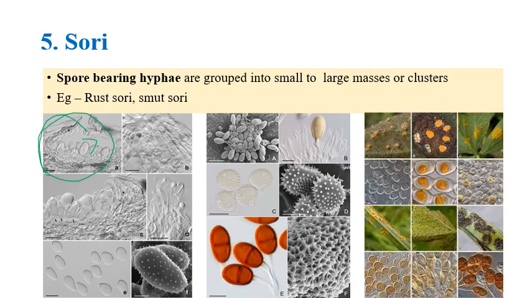So this looks like a single cell. I think it's not a teliospore, right? This is a teliospore. It's a bicell, right? So these are all different kinds of spores. If it is a double cell, it's a teliospore. The remaining, mostly urediniospores, are single celled. Not mostly, the majority of the time they are single celled. Only the teliospore is bicelled. So these are all the different kinds of spores produced by rust and smut fungi.